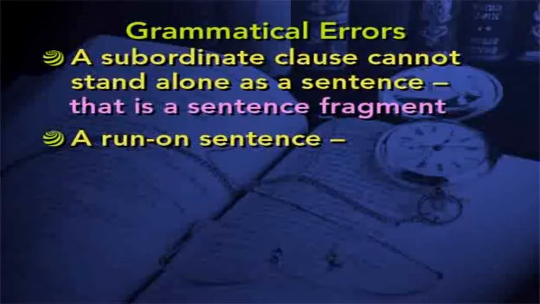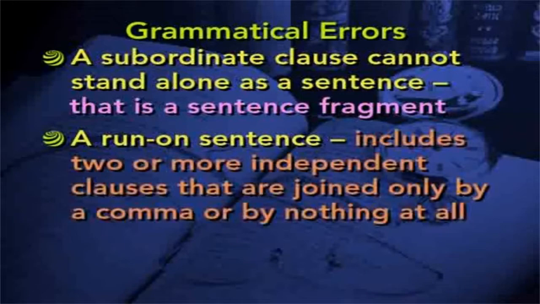There's a very simple definition of a run-on sentence which should make it easy for you to avoid it in your own writing. A run-on sentence includes two or more independent clauses that are joined only by a comma or by nothing at all. Now let's stop and remember how we defined a compound sentence. Remember, a compound sentence contains two or more independent clauses. But when we discussed the compound sentence, we saw that there were two appropriate ways of connecting the two independent clauses. One way would be to use a comma and a coordinating conjunction, such as and, or but. The other correct way would be to use a semicolon.